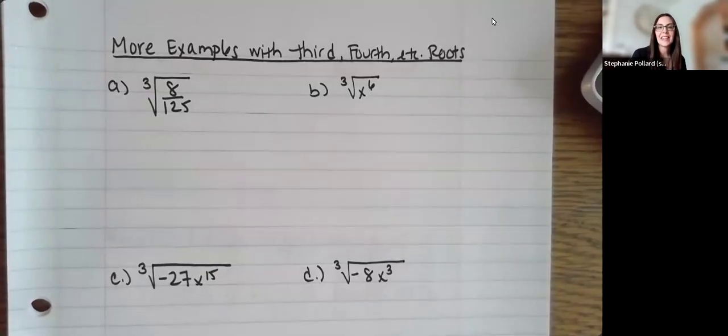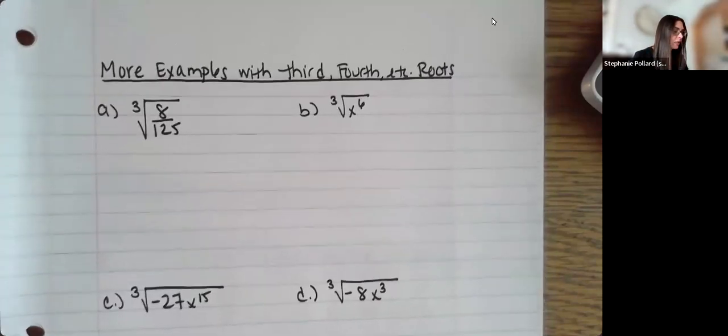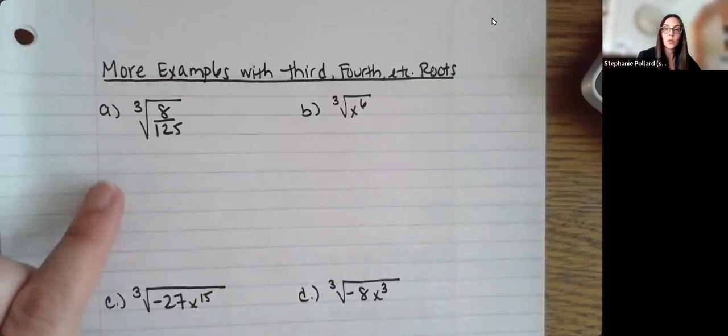Hi, everybody. In this video, I just want to do some more examples with roots. There'll be a mix of roots here, but a lot of focus on third roots, fourth roots, and some roots that we haven't seen before yet. So let's get started. The first one we have here is the cubed root of 8 over 125.